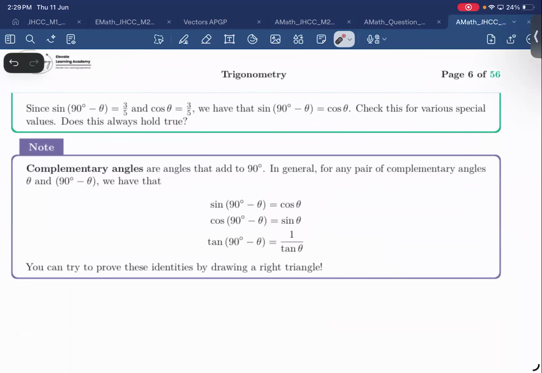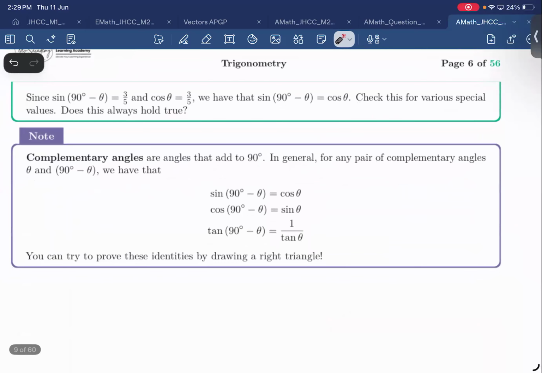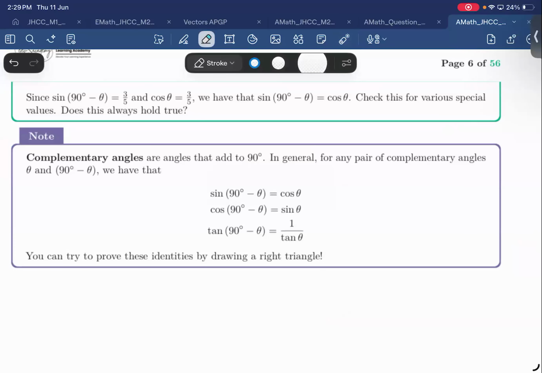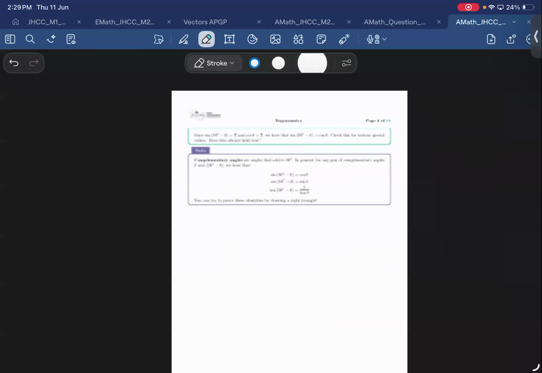Okay, and here there's a little fact about complementary angles. So what is a complementary angle? Complementary angles are angles that add up to 90 degrees. So these are three identities. You all would kind of know this concept of identities. Of course, I think these three you don't really need to memorize. Later on you learn the addition formula, use it if needed. But this is just good to know.